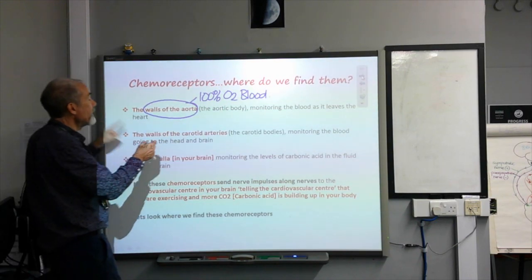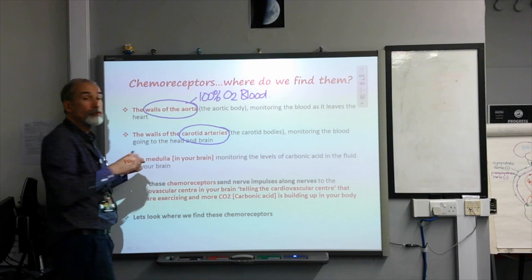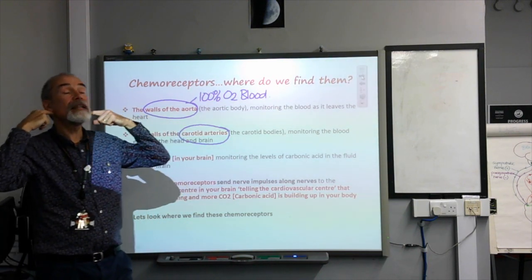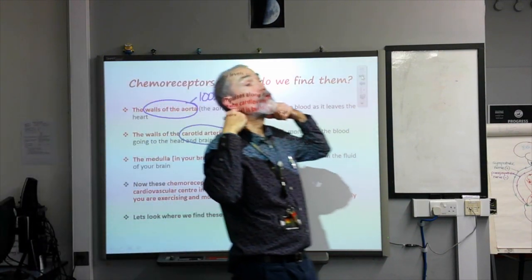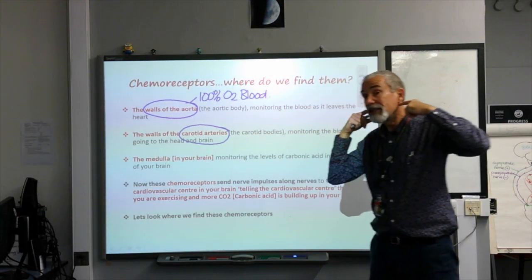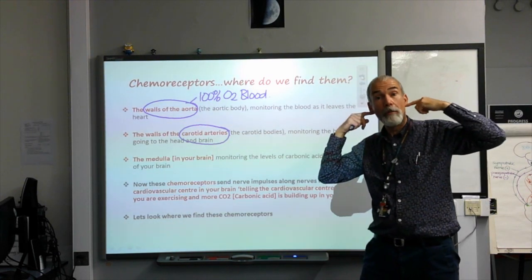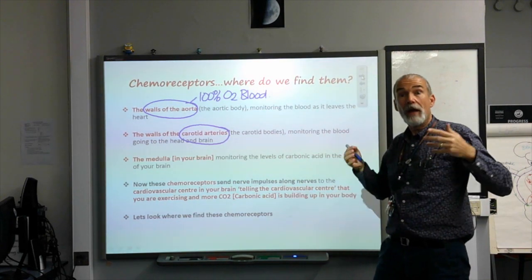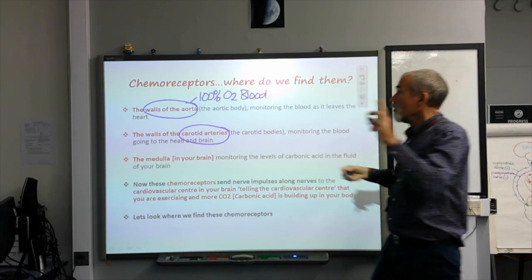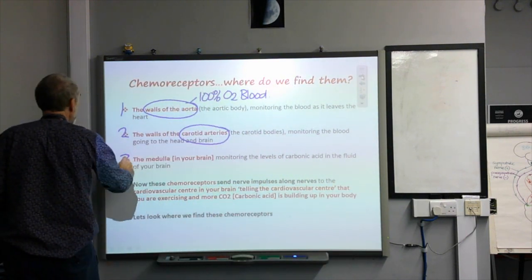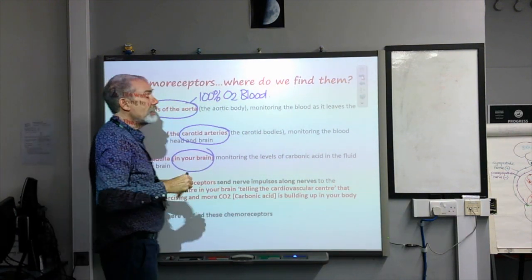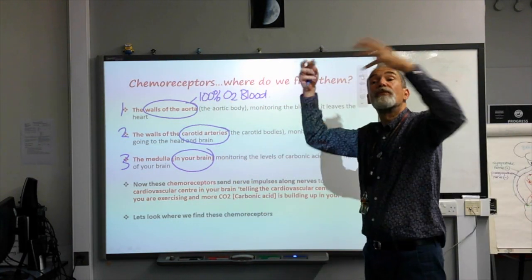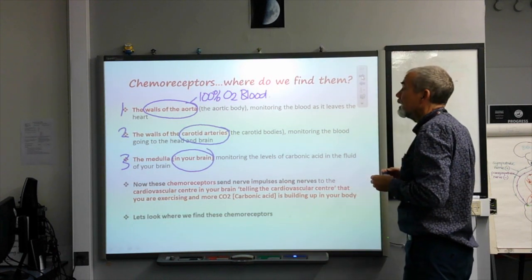Likewise, we shouldn't find any carbon dioxide in your carotid arteries. If you remember, these are the arteries that come up either side of the neck and supply oxygenated blood to your brain. And again, you would not expect to find any carbonic acid or carbon dioxide in these particular arteries. It should be 99% oxygenated blood. The third place that we find these chemoreceptors is actually in your brain itself. They're monitoring the levels of carbonic acid in the fluid surrounding the brain.